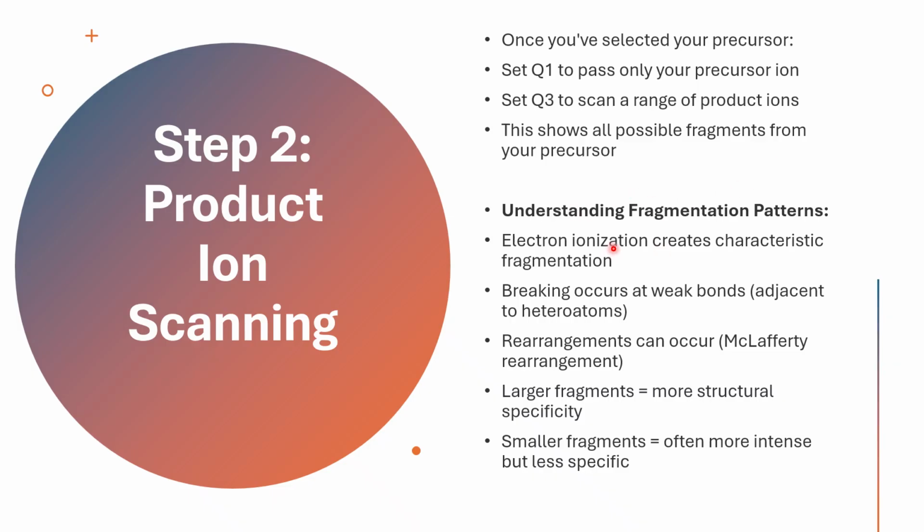Before moving to product ion scanning, let's understand the fragmentation patterns here. Electron ionization creates characteristic fragmentation. It breaks your weak bond that is adjacent to heteroatoms. Rearrangement can occur. Larger fragment means more structural specificity, while smaller fragment means more intense but less specific. So this is how your fragmentation usually happens.